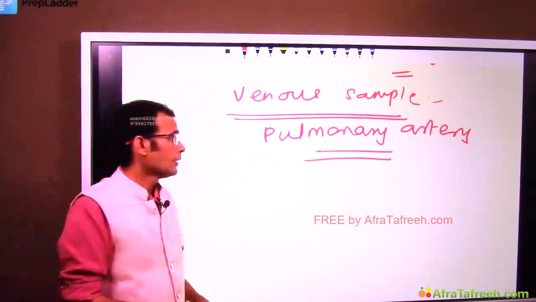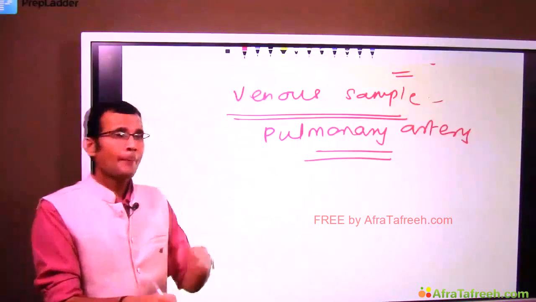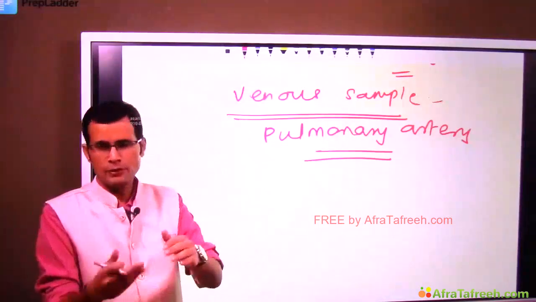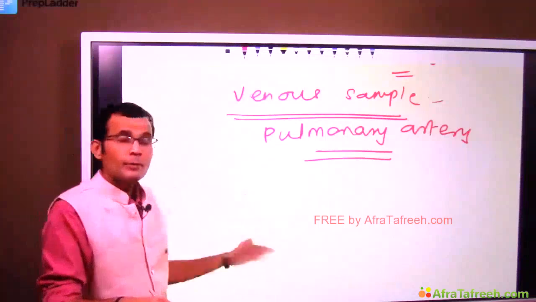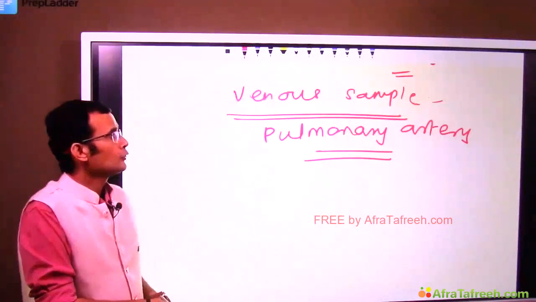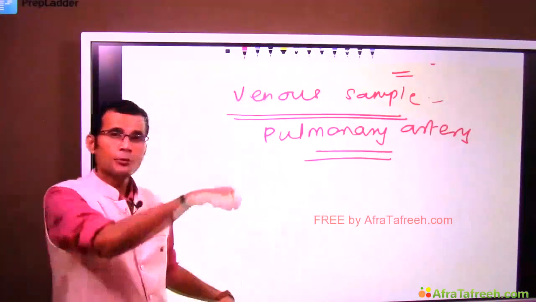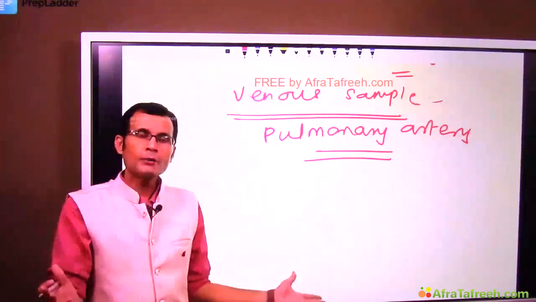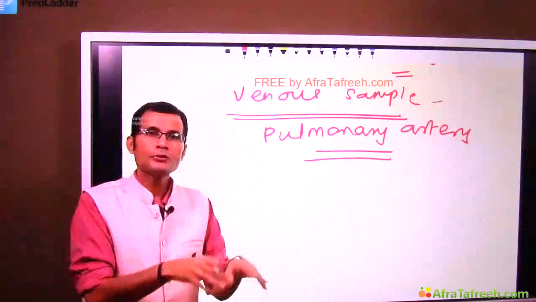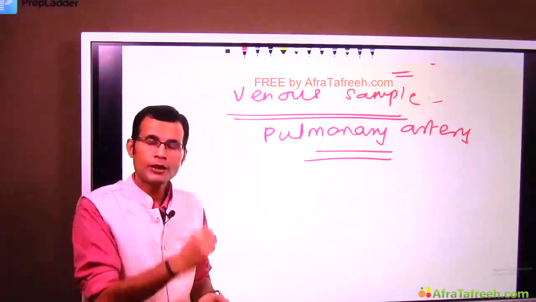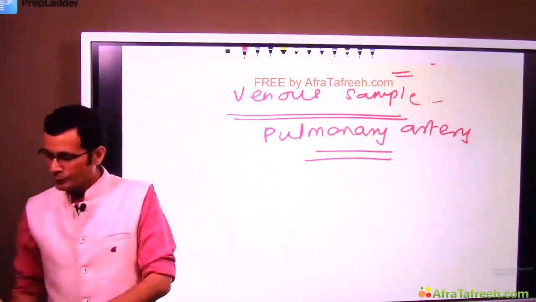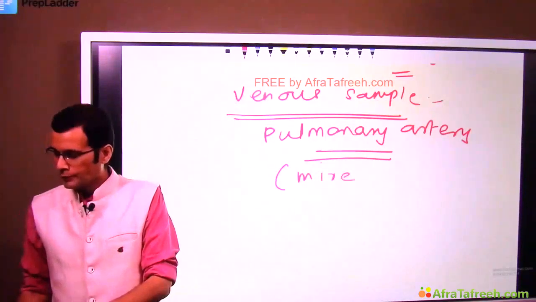Remember this. In the question, they will give you a femoral artery sample, a femoral venous sample, and the data, and the pulmonary artery oxygen level. So you will have to take that instead of the femoral vein. Why? Because the entire body's venous blood comes to the right side of the heart, and from the right ventricle it comes into the pulmonary artery. Now it is the mixed venous blood.